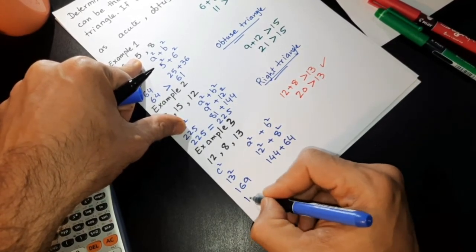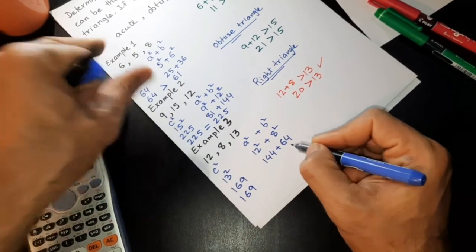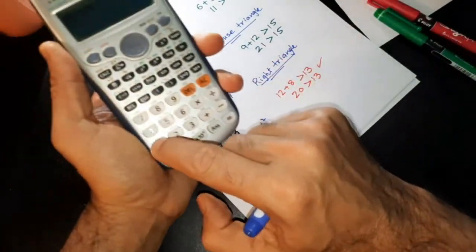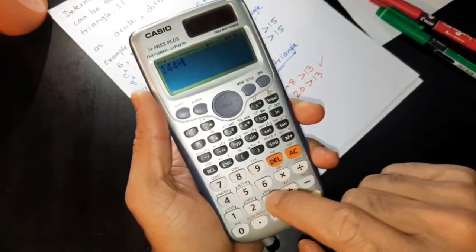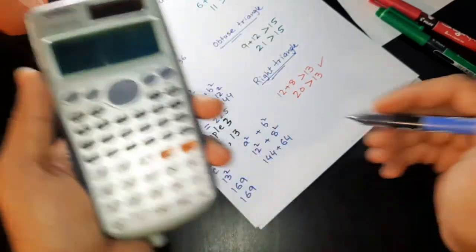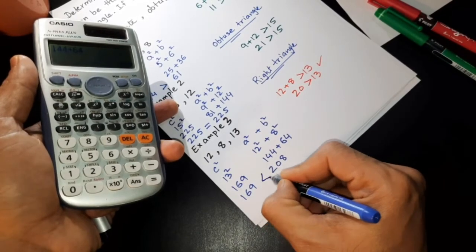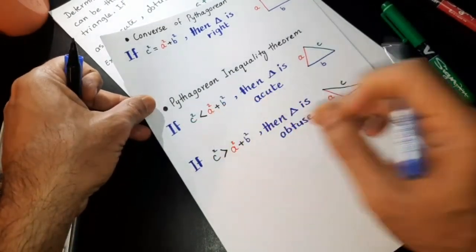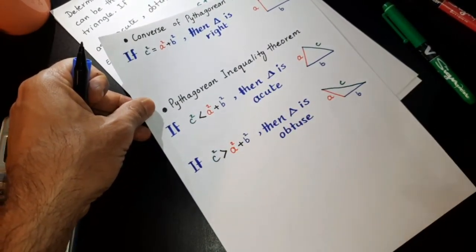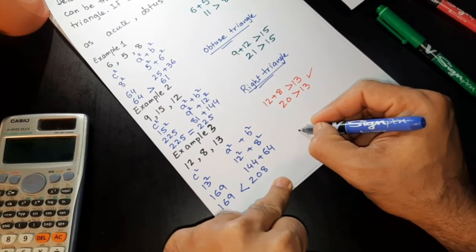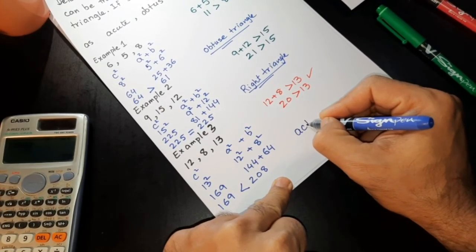Okay, so 169, and 144 plus 64 is equal to 208. So if c squared is less than a squared plus b squared, then the triangle is going to be an acute triangle. So these three sides are going to form an acute triangle.